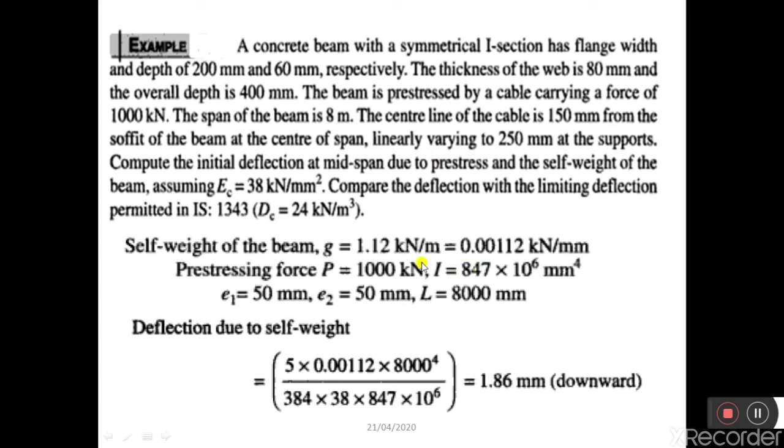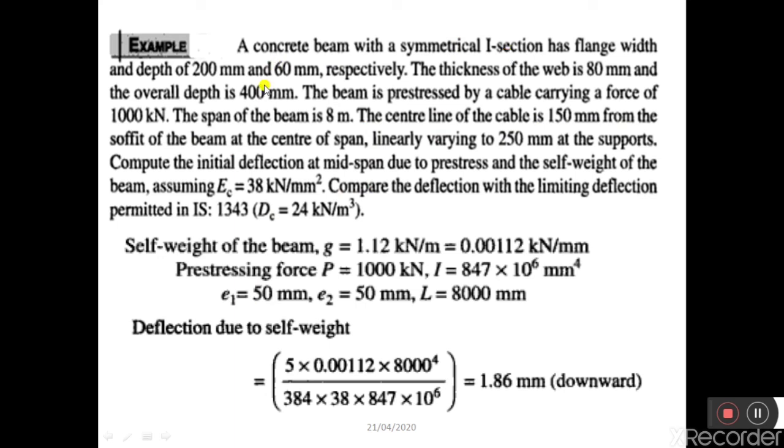So I will get a moment of inertia equal to 847 into 10 to the power of 6 millimeter to the power 4. So e1 is 50 mm. It is given that the cable is 150 mm from the soffit of a beam at the center of a span. So the overall depth of a beam is 400 mm and it is a symmetrical beam. Therefore, y1 is equal to y2 is equal to 200 mm.